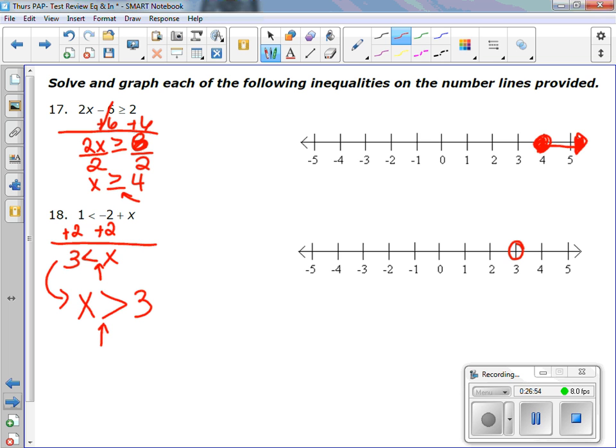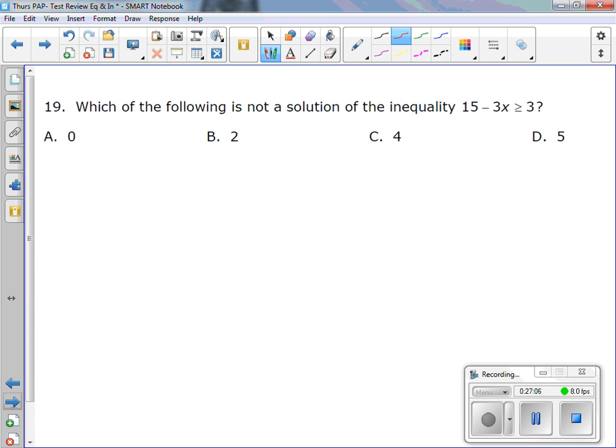That means I can do everything right up to 3, but not 3. So we use an open circle to notate that. So that's what your shading should look like. After one-variable inequalities, we moved on to two-variable inequalities. So the next question asks, which of the following is not a solution of the inequality?